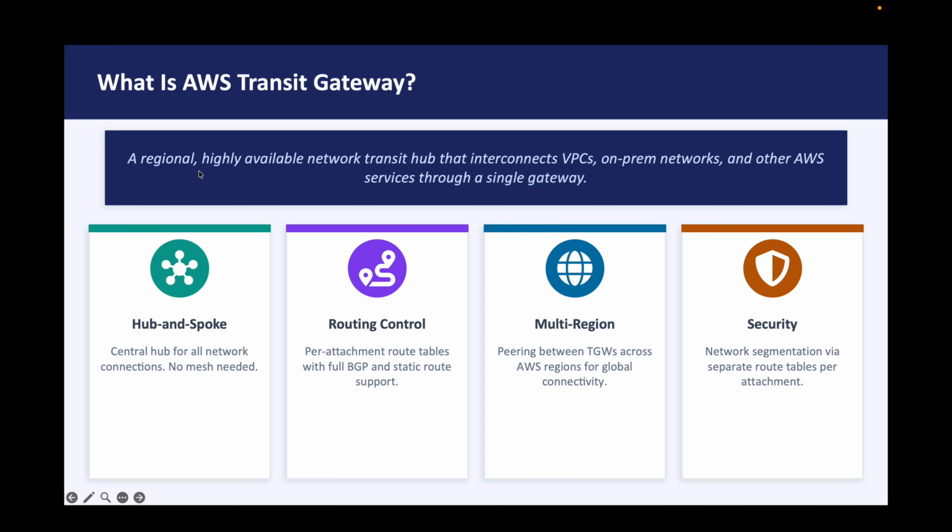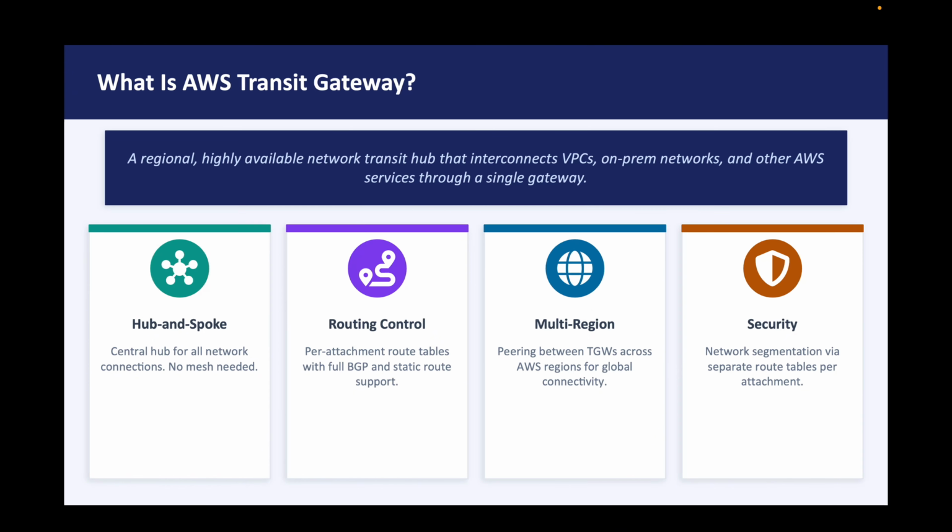It's a regional, highly available network transit hub that lets you interconnect your VPCs, on-premises networks, and other AWS services in a single gateway. Think of it like a router in the cloud, or even better, think of it like the hub of a wheel. Every VPC, every on-prem connection, every VPN, they are all spokes that connect to the central hub, and traffic can flow between any two spokes through the hub without needing a direct connection between them. That's what transit routing means.